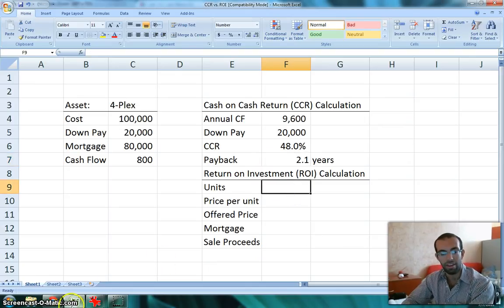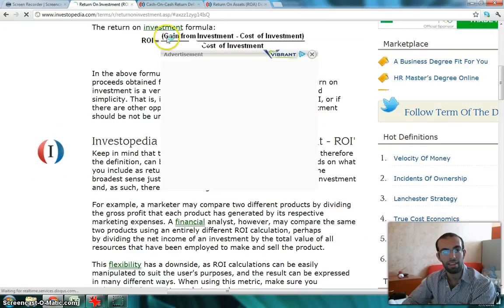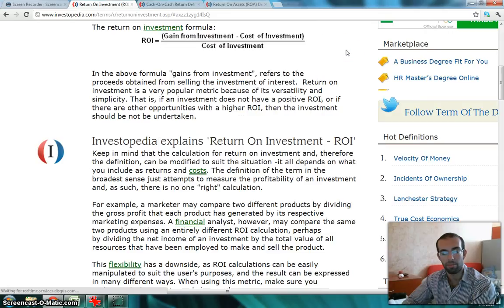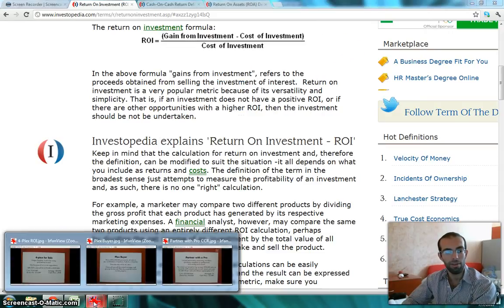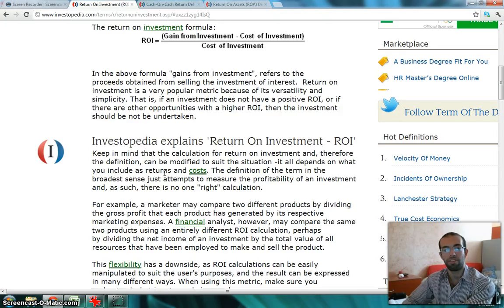So based off of that definition from Wikipedia, it's basically the gain from the investment minus the cost of the investment divided by the cost of the investment. So in reality, on this game card, they say 48% ROI, which should really be called cash on cash return, because based off of this definition here, it means gain from the investment over the period of time that investment has been held.